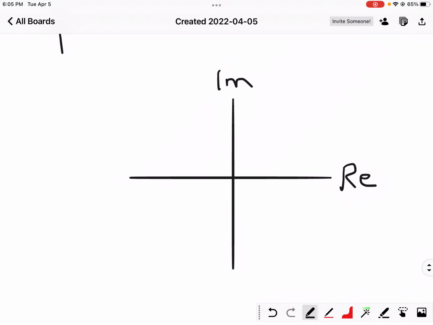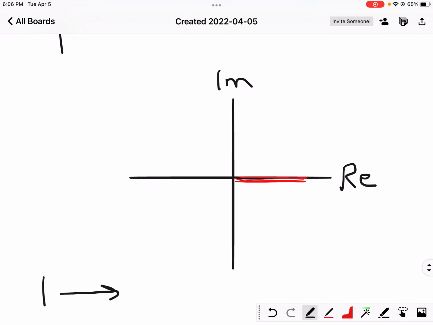Here we have our complex plane with the real axis and the imaginary axis. And we're going to start with just 1. And 1 can be thought of as a complex number with only a real part. It can be thought of as 1 plus 0j. And basically, that can be drawn like this. So 1 to the right and 0 up or down.